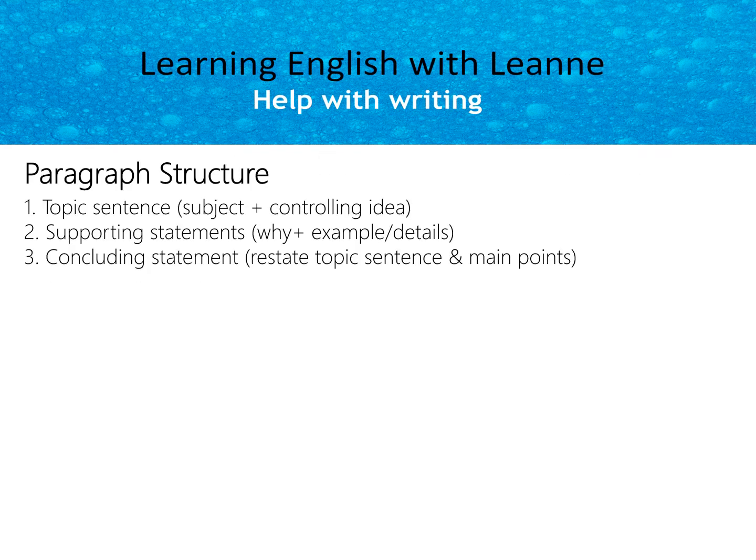Now we're going to look at an example of how to use these words in a paragraph. But it's very important that we have good paragraph structure when we're writing in English. So you can see here we need three things. We need a good topic sentence, we need supporting statements, and then the last thing for our paragraph, our concluding statement to finish it off. So let's look at a topic sentence. So you can see here we need a subject and a controlling idea.